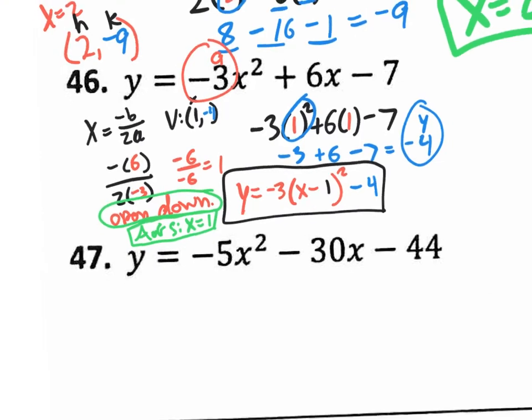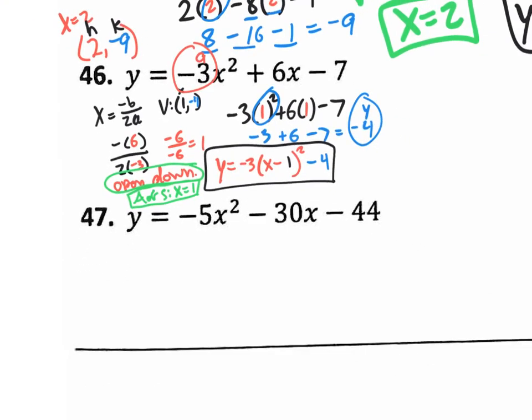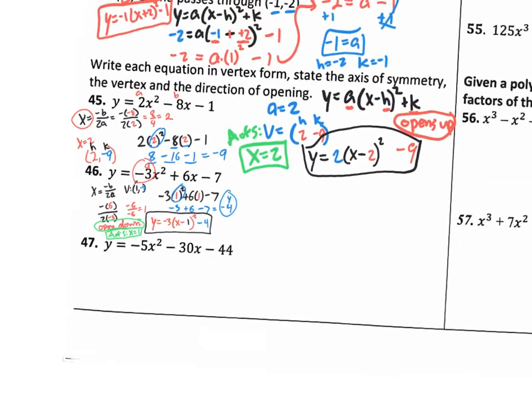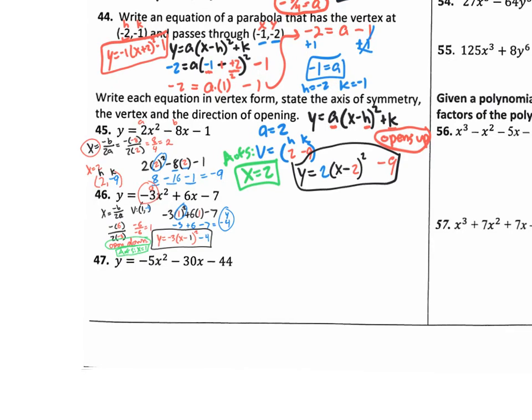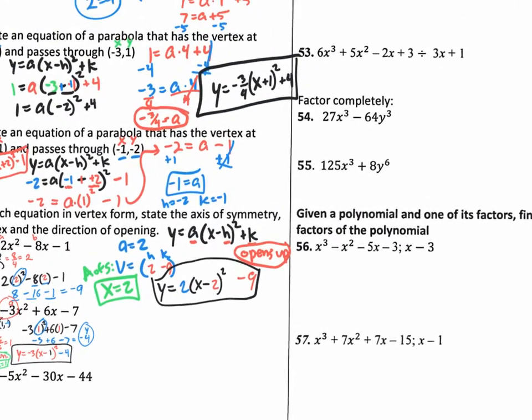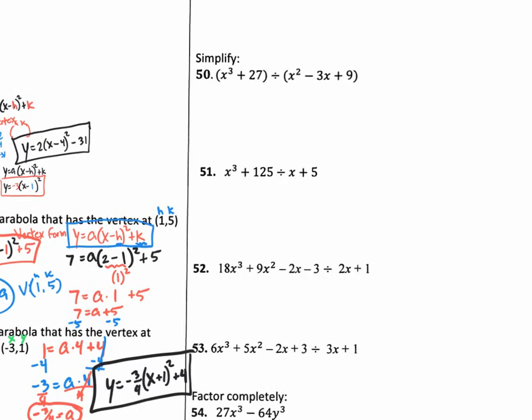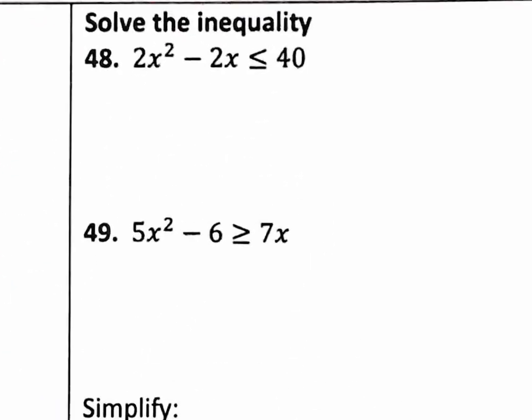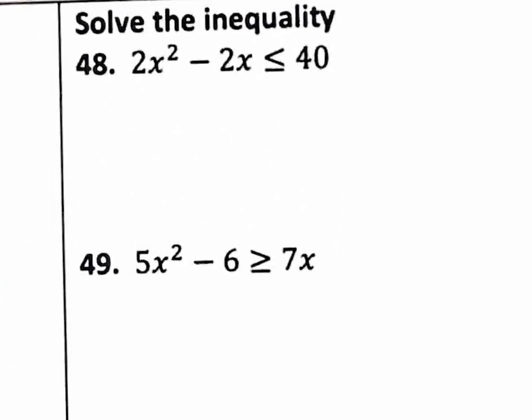So you know what? Number 47 is done exactly the same. This video is way too long already, so I'm going to skip 47. You already have the answers provided for you on Edmodo. If you need help, ask me tomorrow. But it's done the same exact way. So let's go for solving these quadratic inequalities. These next few questions are identical, done the same way.